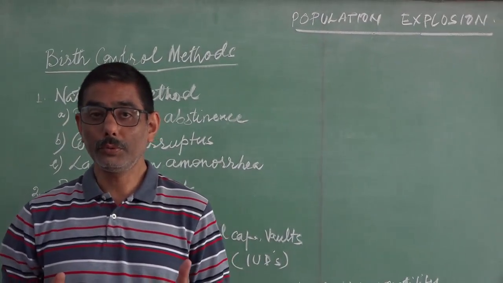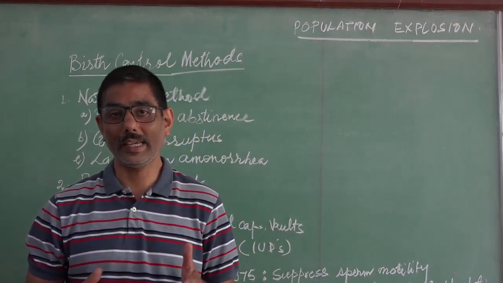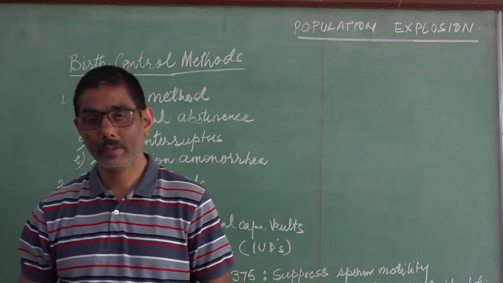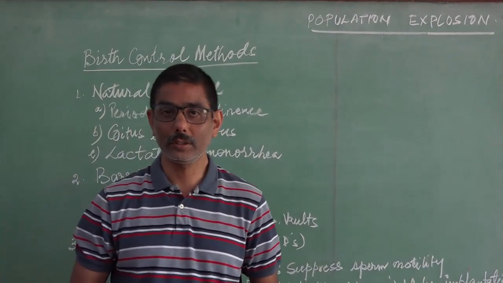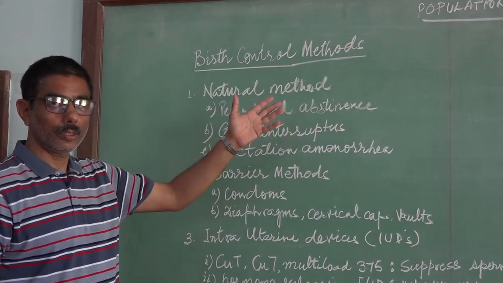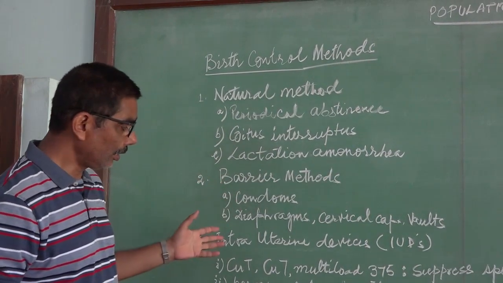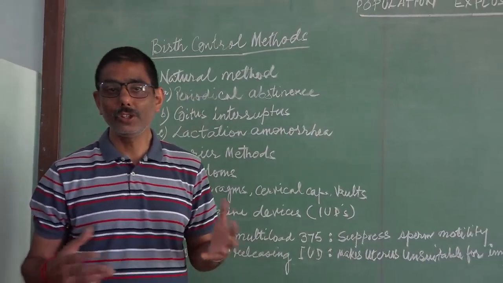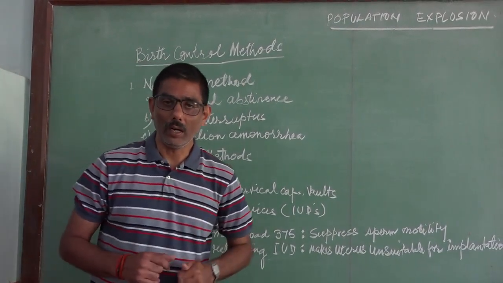There are a few aspects which we can look into in order to reduce the size of the population or to avoid unplanned pregnancy. We call them under a popular head as birth control measures. Now you see here we have listed some of the birth control measures. They are grouped as the natural method, the barrier method, the intrauterine devices, the chemical methods, and the surgical methods. So let us look at them one by one.